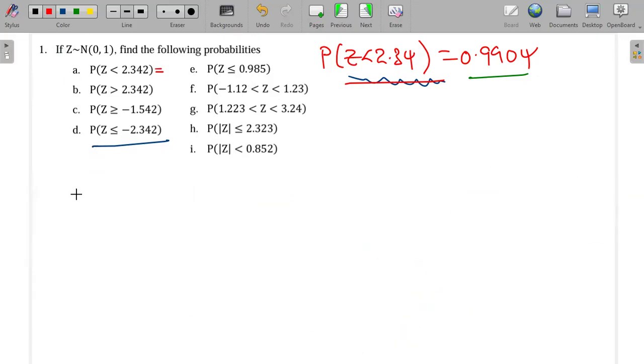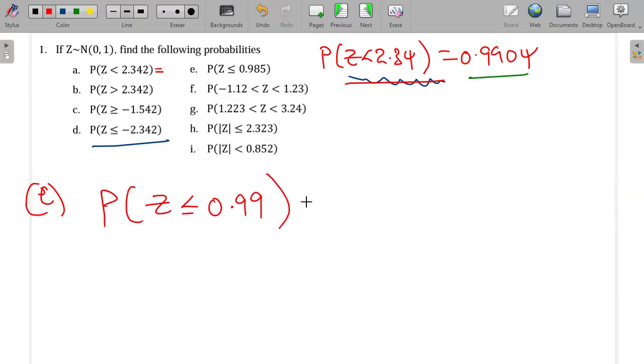So E, not F: the probability that Z is less than or equal to 0.9. I'm rounding off this 5, and 5 rounds up, so I add a 1 to the other number, and it will be 9 here. So this is the same as the probability that Z is less than 0.99. It doesn't matter if there's an equal to, it will just be the same.